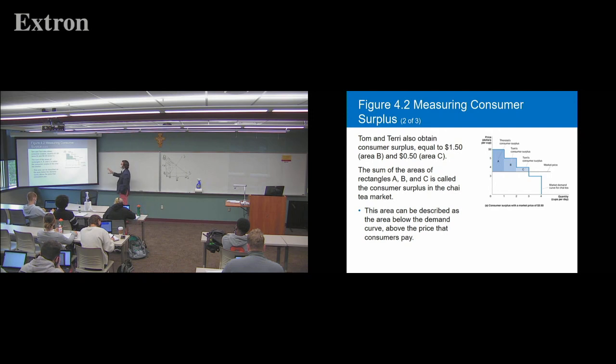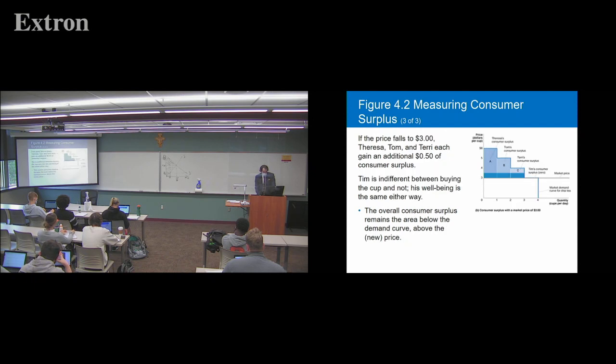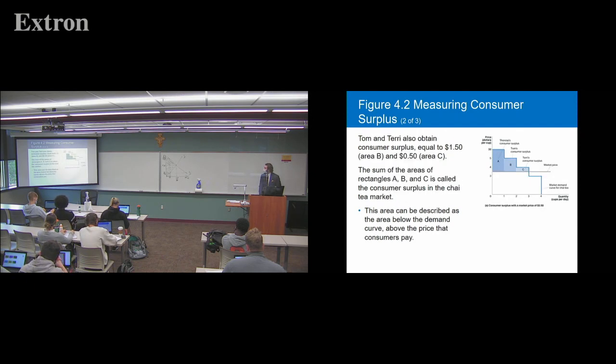So pretending these four are an entire market, when school is in session, that's probably the size of the tea market in Laredo. Anyway, the consumer surplus is A, B, and C. So the difference between the price being sold at and the top of that demand curve. Okay, so the total consumer surplus in the market, I didn't add that up. So we have 2.50 for Teresa, 1.50 for Tom, and 50 cents for Terry. So we end up with $4.50. So that's the entire consumer surplus in this market.